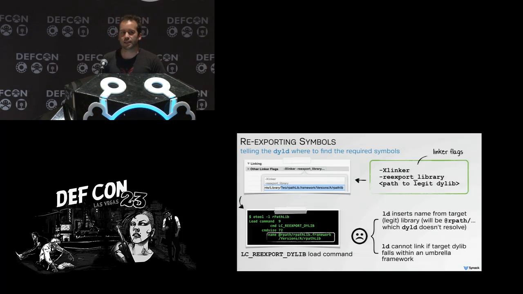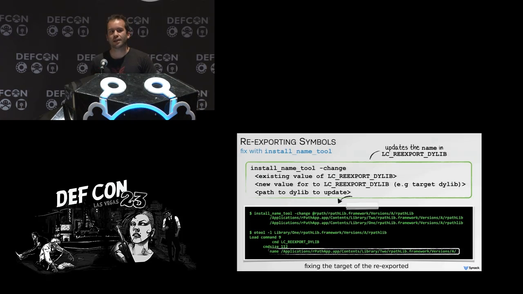The other problem is that ld, the compile time linker, will not allow you to link against or re-export to another dylib if that dylib is a system dylib under an umbrella framework, which a lot of the dylibs that we want to hijack are. So we can get around this by just linking against a fake dylib. This will allow us to compile, and then we can patch or fix up this LC_REEXPORT_DYLIB load command so that it points to the correct dylib.